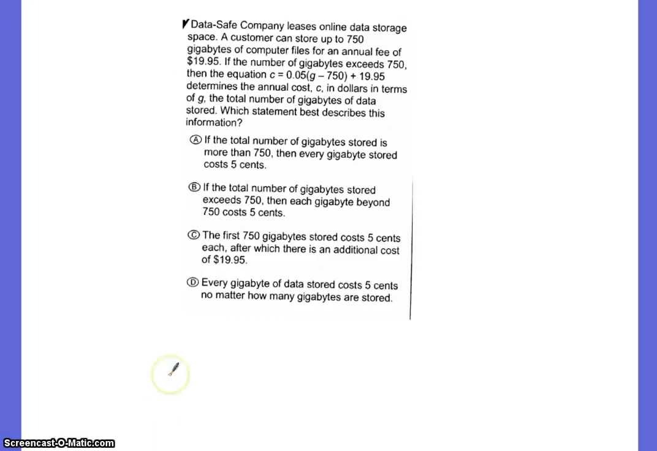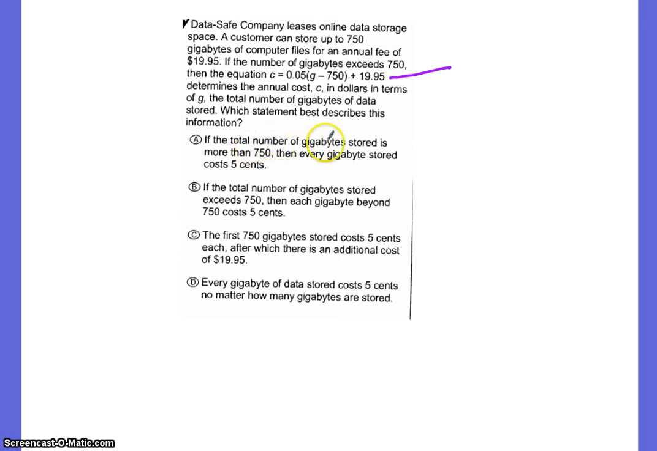Okay. DataSafe Company leases online data storage space. A customer can store up to 750 gigabytes of computer files. Okay, there's all kinds of stuff going on, right? So we have an equation. That's what's important out of there. Which statement best describes the information?